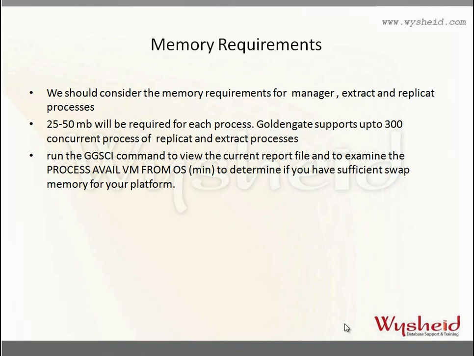And we can find out the current memory requirement by connecting to the Golden Gate command line interface, that is GGSCI, and then running the report file, and in the report file look for the available virtual memory from OS, that is process avail VM from OS, to determine if you have enough swap memory available for our platform.